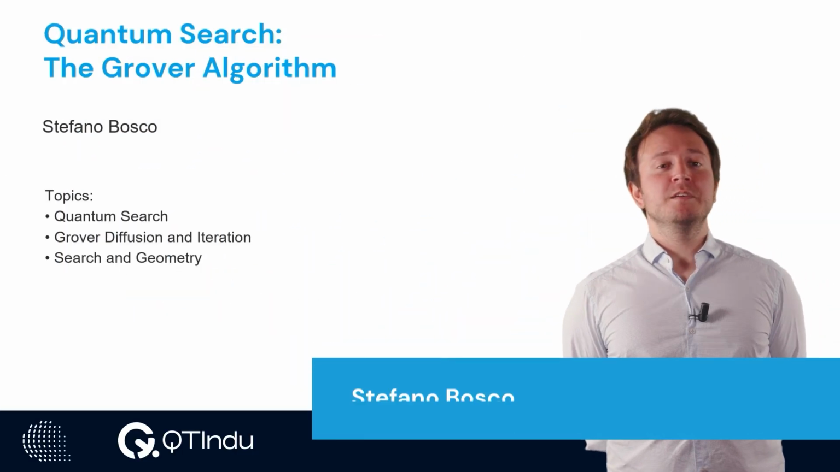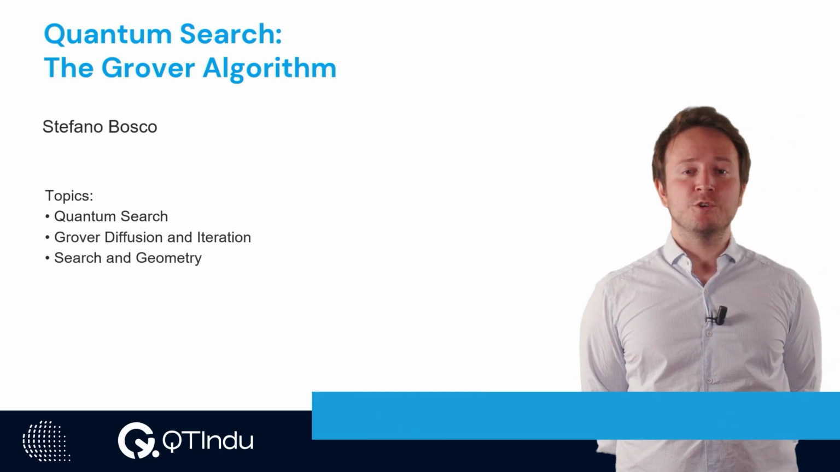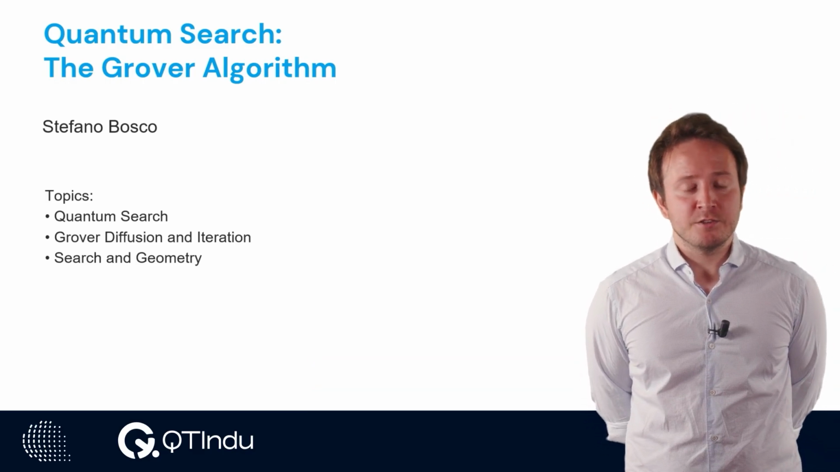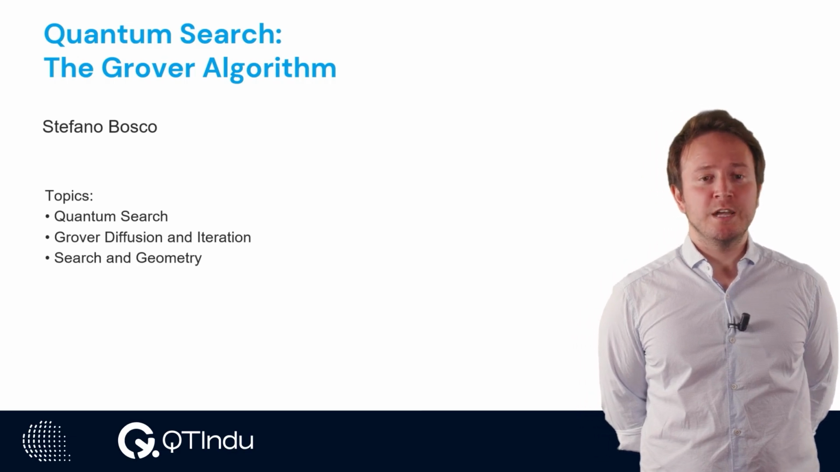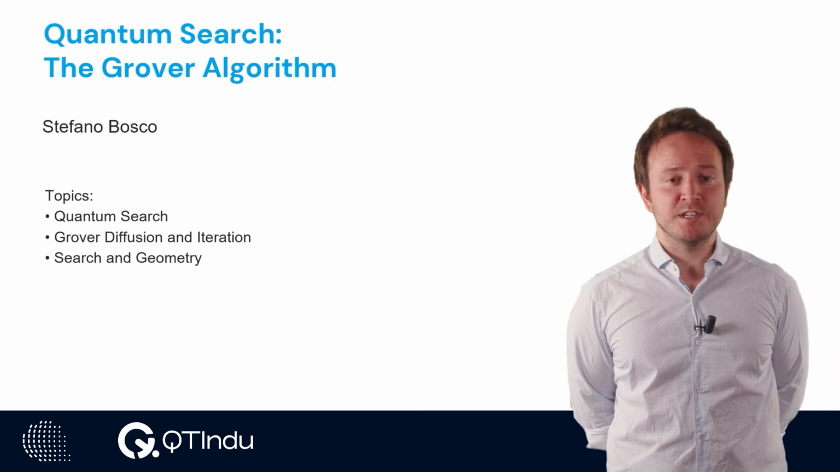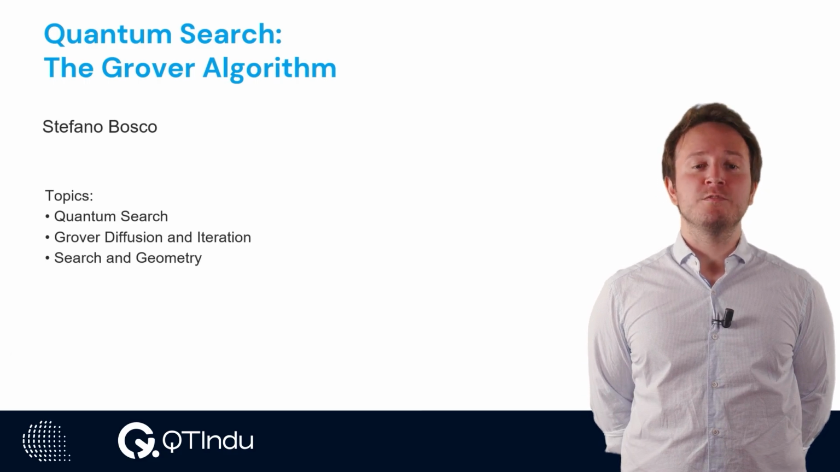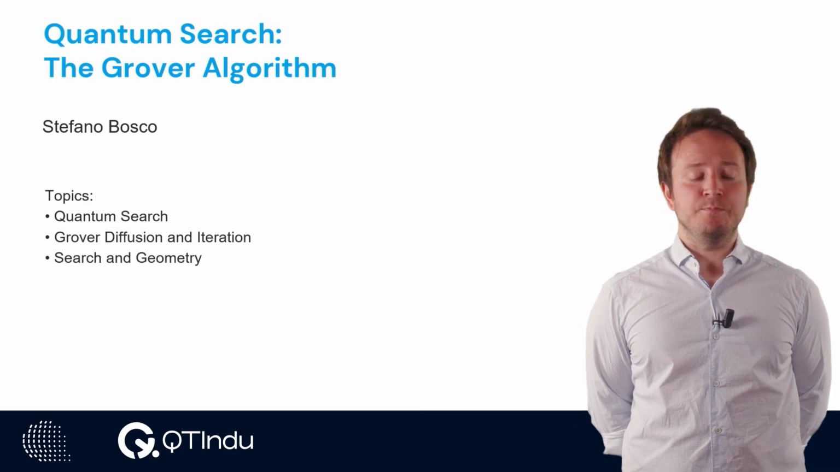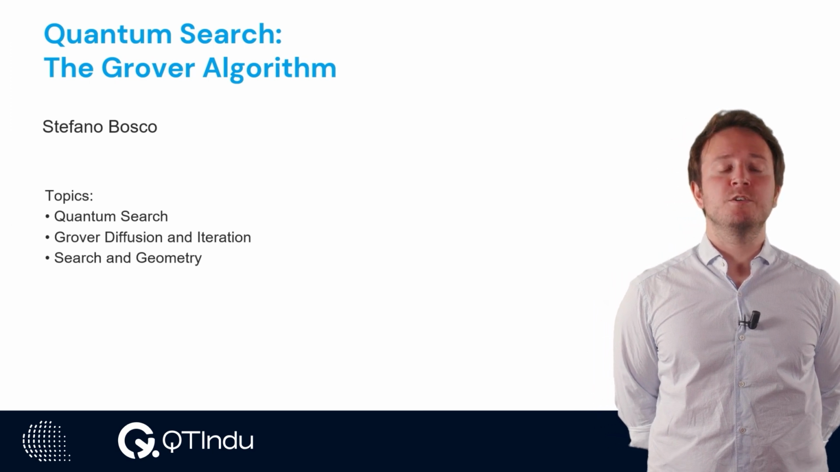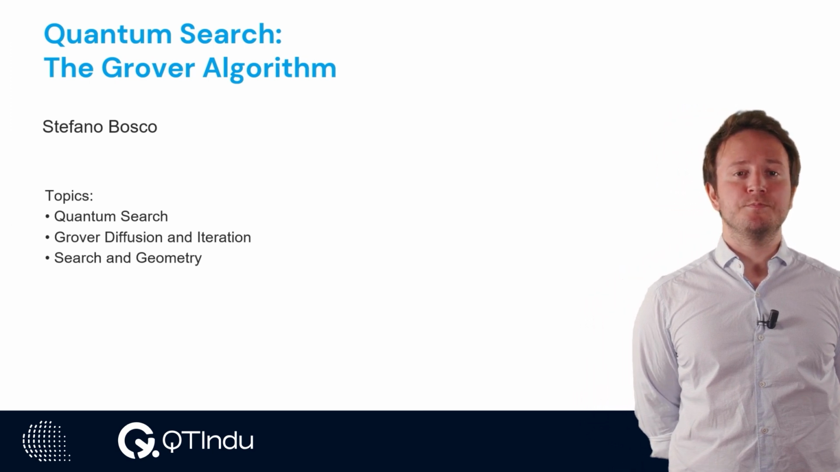So welcome back. Today we'll be discussing quantum search and we'll introduce the Grover algorithm. The topics of today's lecture will be to introduce the problem of quantum search and to introduce the technical elements, such as the Grover diffusion and the Grover iteration, that will be required to solve this problem in a quantum mechanical fashion. We will then give a geometrical interpretation of the Grover algorithm.